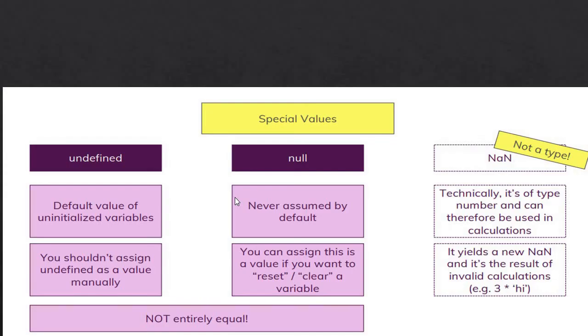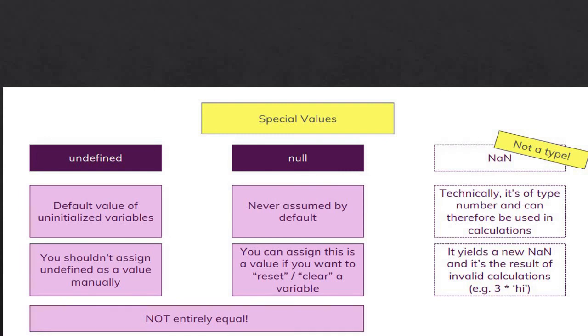Here I have three separate differences: undefined, null, and NaN. Undefined is the default value of an uninitialized variable. We shouldn't assign undefined as a value. We cannot use the word undefined the way we use the word null. We cannot use the word undefined after equals to. We can check it, but we cannot assign it to values. It is never assumed by default.